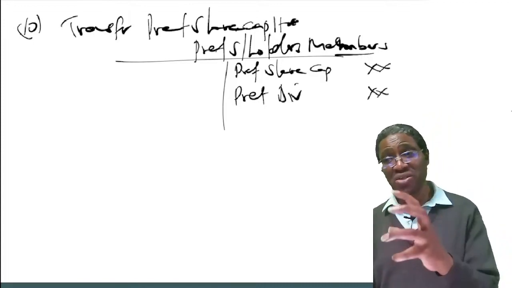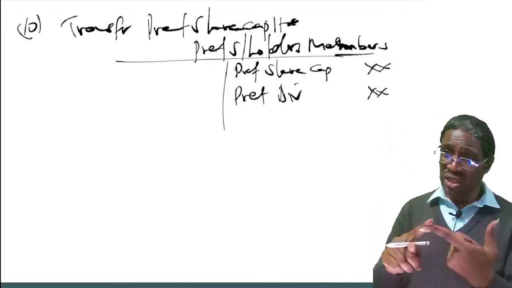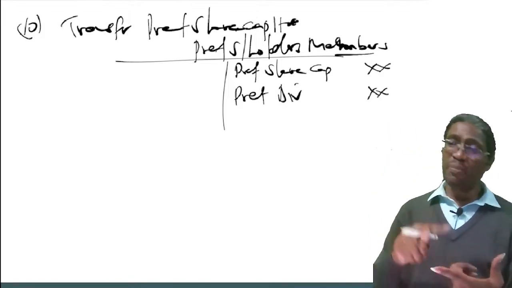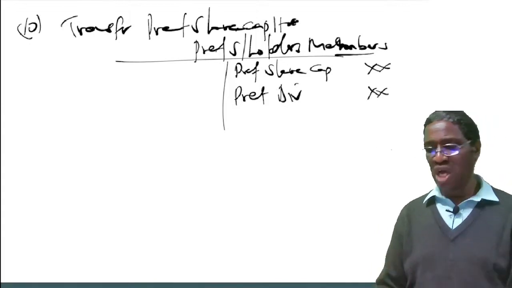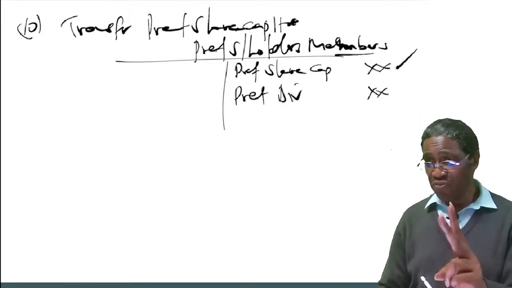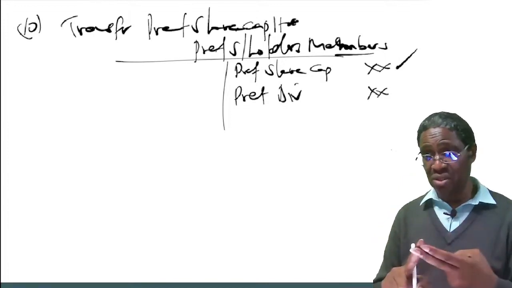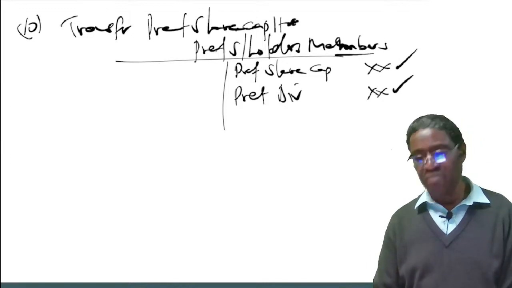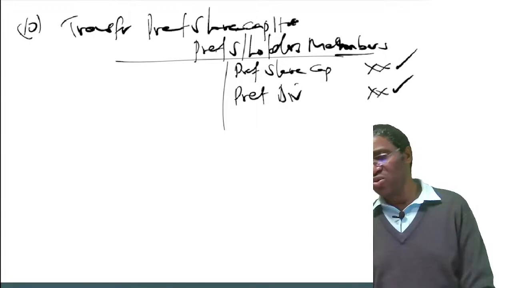That is our step number 10. So in step 10, I'm doing two things. Number 1, I've said transfer the balance of the preference share capital to the preference shareholders members: I've debited preference share capital and credited preference shareholders members. Then I've gone further and said, if there are any dividends still in arrears, you debit realization and you credit the members. That's our step number 10. Good.